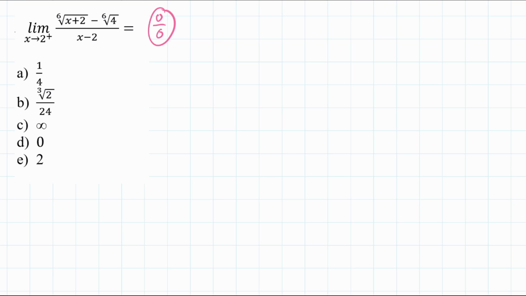Okay, this is an interesting problem as it contains the sixth root of x plus 2 and the sixth root of 4. And if you try direct substitution, you get 0 over 0, which is indeterminate, and you need to do something about it. The first thing that might come to your mind is you flip the sign between the sixth root of x plus 2 and the sixth root of 4 and multiply it and call it, well, quote unquote, the conjugate.